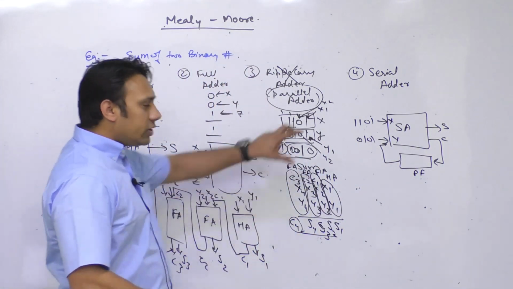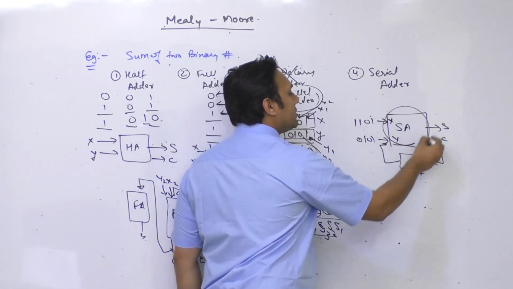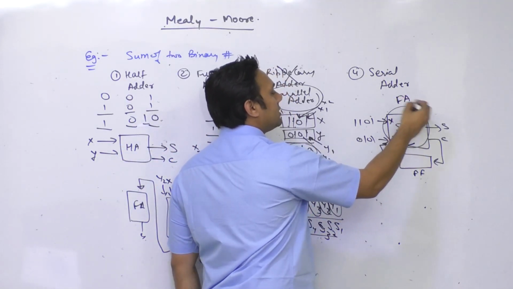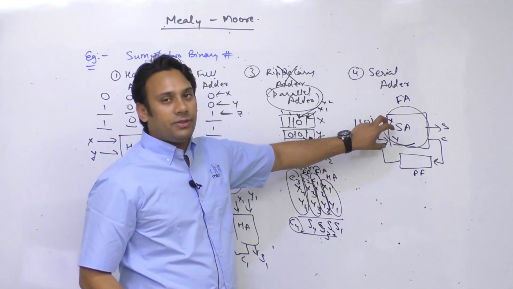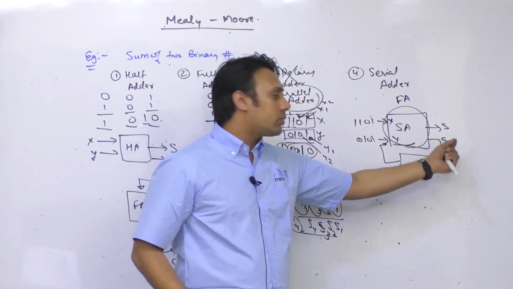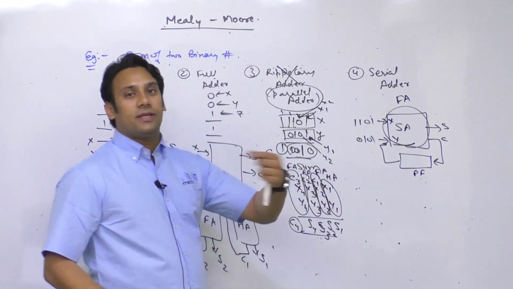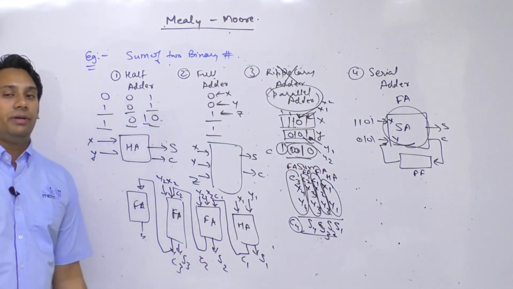So basically, how can you implement a serial adder? In a serial adder, you can use this circuit, which is a full adder. You can add 3 bits of information with this. But whenever you are going to have a carry, you are going to remember the carry in a flip-flop, and again you are going to give the carry as an input for the next bit.